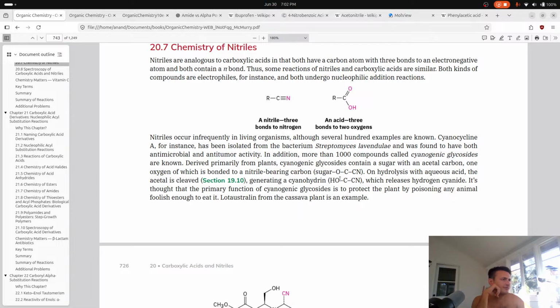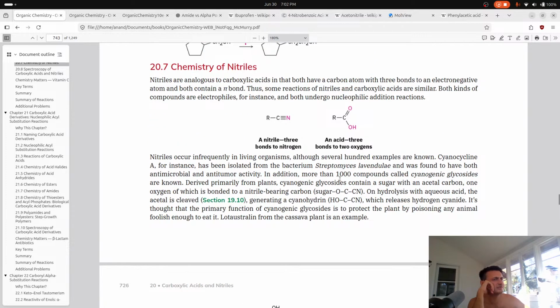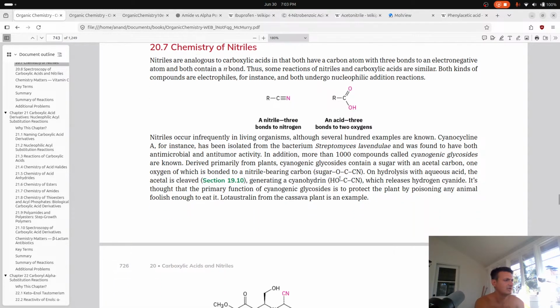Nitriles occur infrequently in living organisms, though several hundred examples are known. Cyanocycline A, for instance, has been isolated from the bacterium Streptomyces lavendulae and was found to have both antimicrobial and anti-tumor activity. In addition, more than 1,000 compounds called cyanogenic glycosides are known. Derived primarily from plants, cyanogenic glycosides contain a sugar with an acetal carbon. Acetal carbon. I don't know what that means at all.